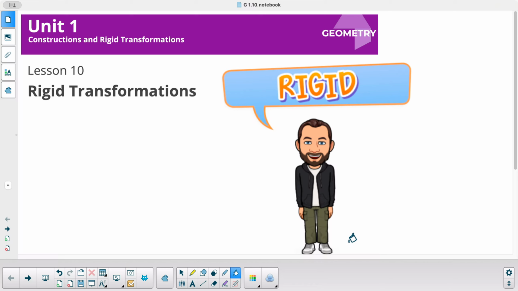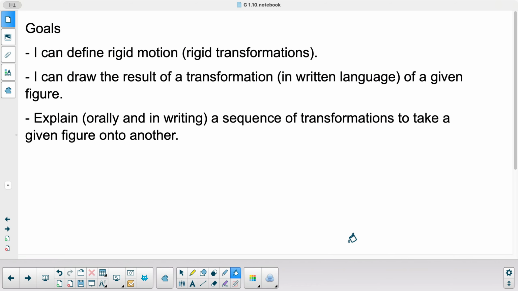Math, Geometry, Unit 1, Lesson 10 is called Rigid Transformations. So our goals today are: I can define rigid motion or rigid transformations. I can draw the result of a transformation in written language of a given figure, and I can explain orally and in writing a sequence of transformations to take a given figure onto another.